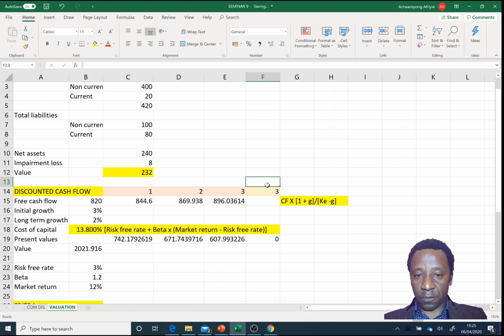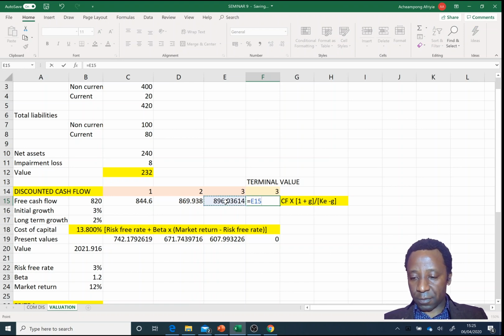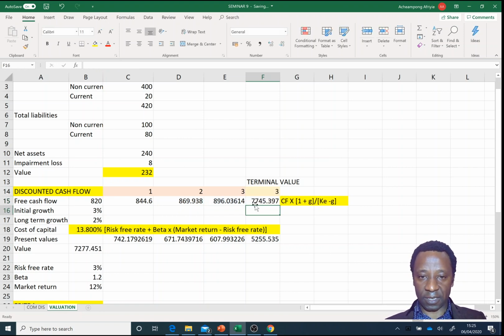So this total of future cash flows from the end of year 3 to forever is called the terminal value. All right, so the terminal value, to calculate that, we need to pick the previous cash flow multiplied by 1 plus the growth rate, the long-term growth rate of 2%. We divide that by the cost of equity that we just calculated minus the growth rate, the same long-term growth rate. Right. So that is a huge figure. That is about 7,745, which is the total of the free cash flows from the end of year 3 to forever.